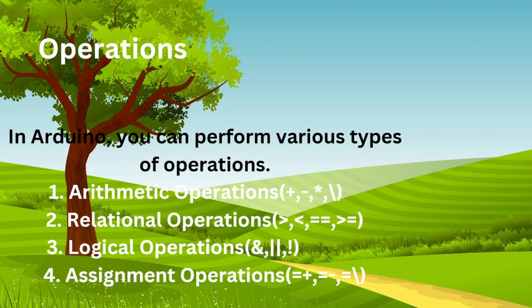We have the operations. What is operation or operators? In Arduino, we have some kind of operators. We have arithmetic operations like plus, minus, multiply, divide. We have the relational operations, like greater than, equal to, less than. We have the logical operations: and, or, not.